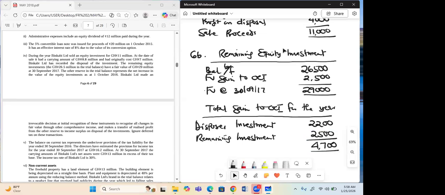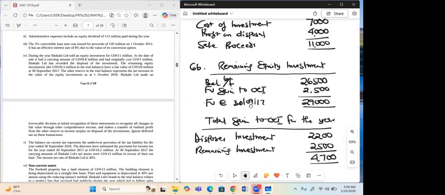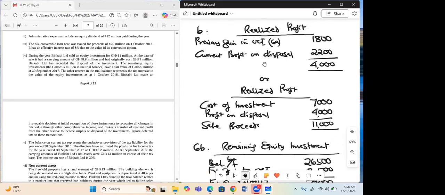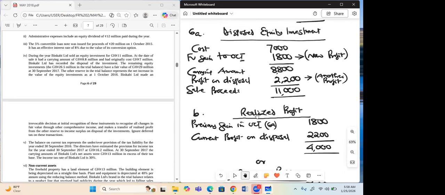Is that clear? Yes. So let me come down and explain this carefully. This is where the person raised concern. I'm saying that the investment, they've separated it into two. Part of it was disposed and some were left. The one that was disposed, they said they bought it at 7,000. But at the time we were going to dispose, its carrying amount is 8,800, meaning that previously they've gotten a gain of 1,800. Now, when you compare it to the sale proceeds of 11,000, the profit on disposal is 2,200. That is another profit.